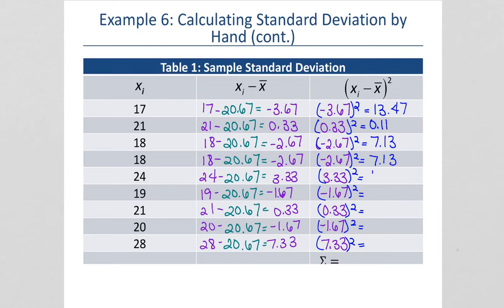Okay, so we're almost there. Got to finish filling in all my squares here, and I hope you're doing this on your paper too, so you'll have something to look back at. After we do that, we add them all up, all of these here, okay, to get 96.01. We're almost done.